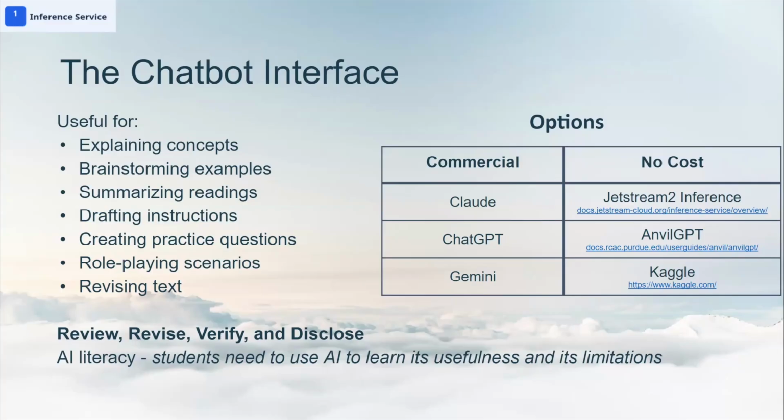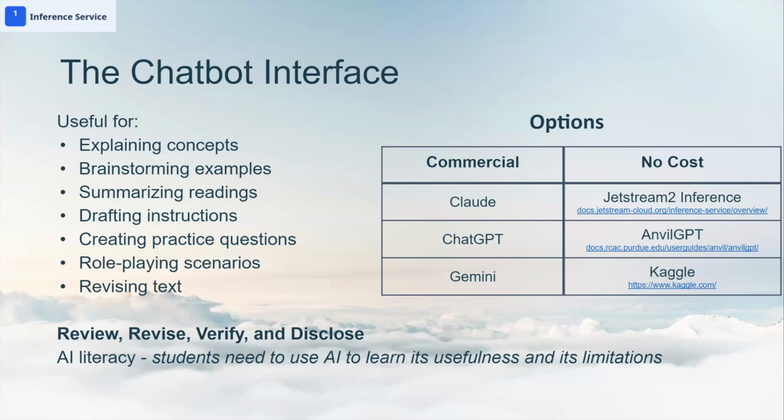And then I have this note here about AI literacy: review the output, revise your prompt, verify the output, and disclose that you're using it. I think this is really important for the classroom. Your students need to learn how to use AI, both its usefulness and its limitations. If they never touch it and stay straight away from it, then they're not going to learn what it's good at, what it's bad at, and when it can hallucinate. It's a skill they need to learn, and you need to be the one to guide them through this.